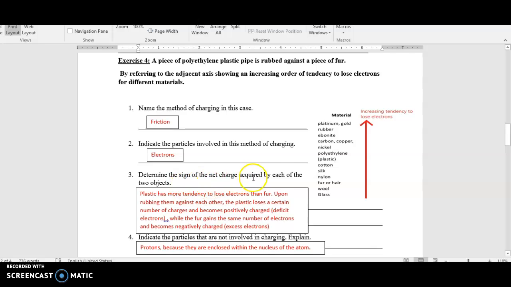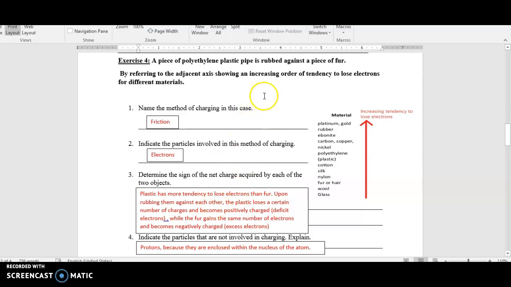Determine the sign of the net charge acquired by each of the two objects. So you have to check here the axis of tendency to lose electrons. This is an increasing tendency to lose electrons. This means like rubber has more tendency to lose electrons than ebonite. So if rubber was rubbed against ebonite, then the rubber loses electrons while the ebonite gains them, and the rubber becomes positively charged while the ebonite becomes negatively charged.